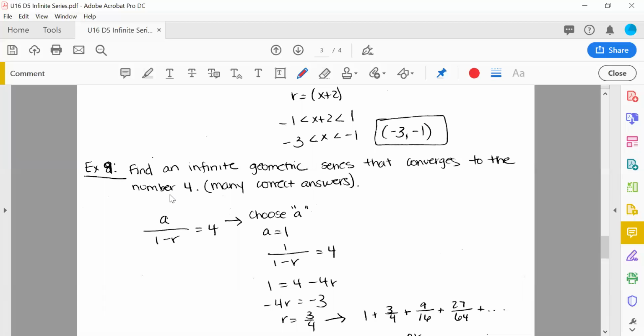Okay, so now we're going to find an infinite geometric series that converges to the number 4. Ooh, so we know it's an infinite series. So that means we could use this formula right here. The first term divided by 1 minus r. All right, and I know that the infinite series converges to 4, so it equals 4.